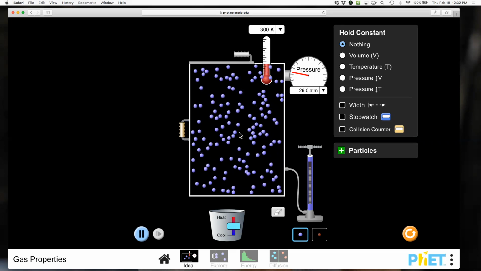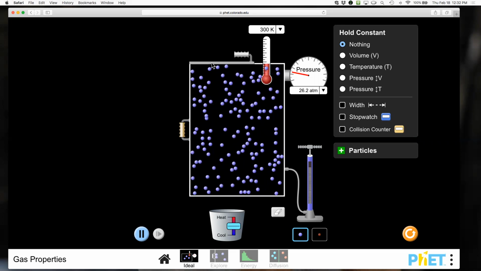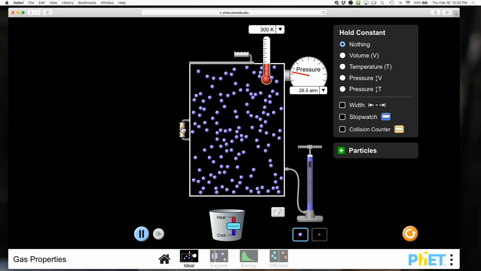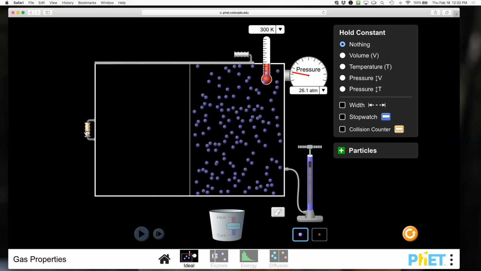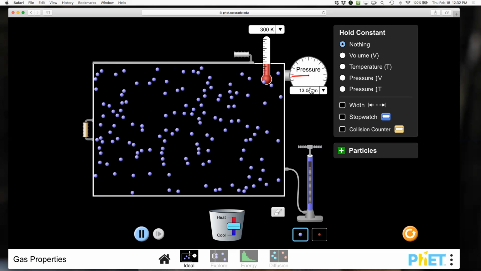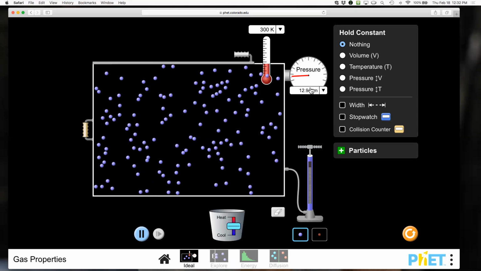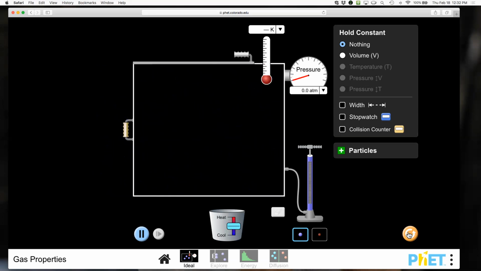And why is that? Well, if we made our container smaller, there's going to be more collisions of those gas molecules with the outside container. If I make my container bigger, the pressure is going to go way down, right? Because there's fewer collisions, there's more space for those molecules. So we're able to see this relationship.